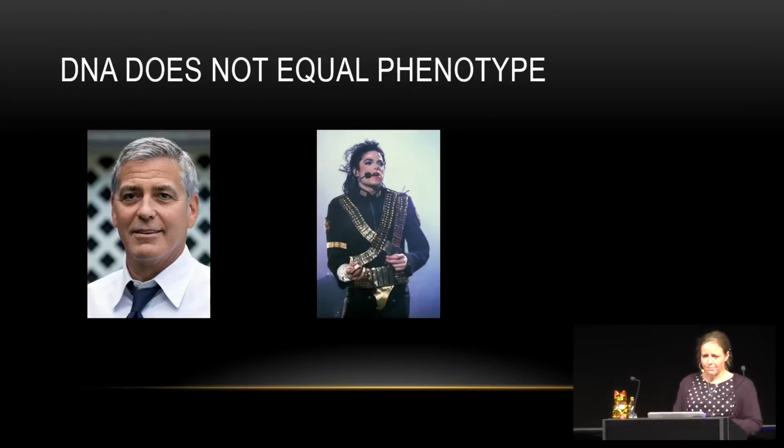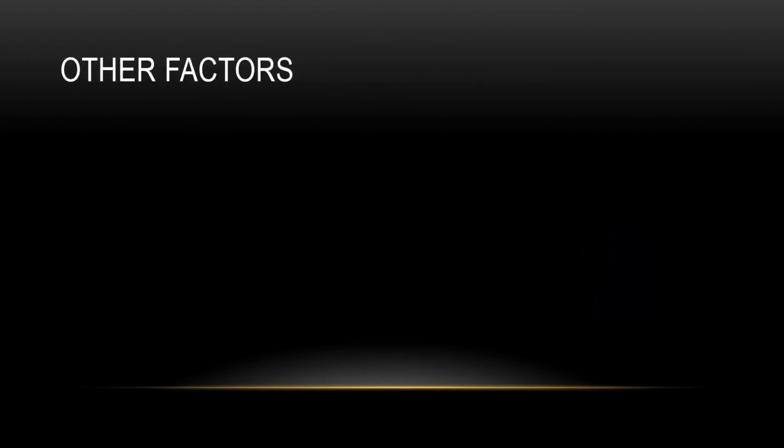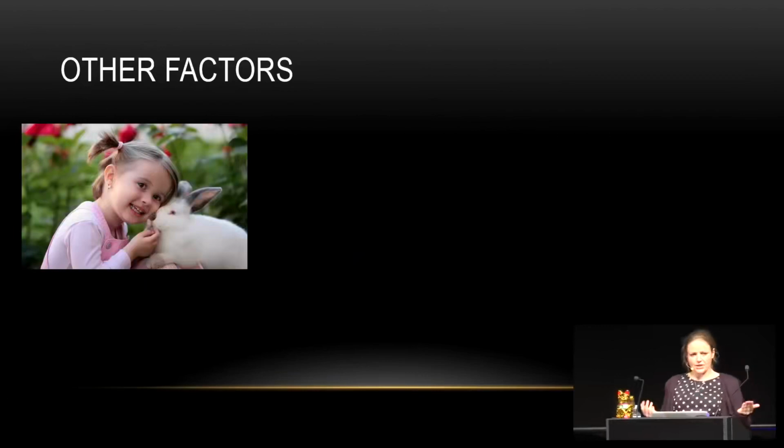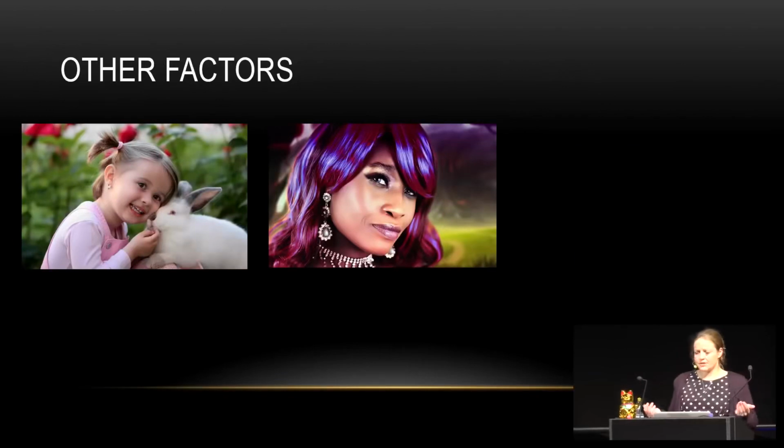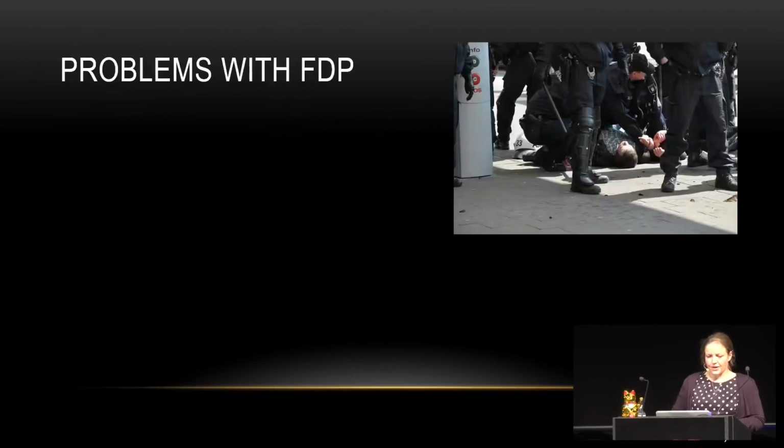And some people may well have XY chromosomes, but are female. Other factors may also be, for example, kids who have blonde hair and grow up to be dark-haired adults. Also, hair color is very easy to change, and purple is not in our genes. Mixed ancestry, so having ancestors from different continents of the world, is also often a problem with determining ancestry. But there are more problems with forensic DNA phenotyping.